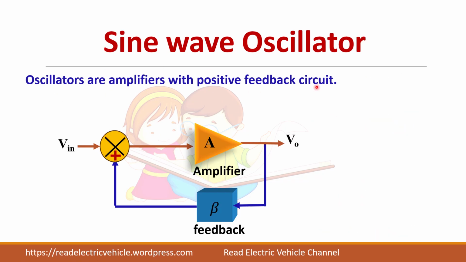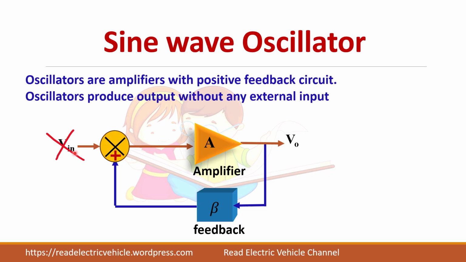Oscillators are amplifiers with positive feedback circuit. This is the amplifier. A part of the output is fed back to the input. Here we can see the plus sign which indicates that it is a positive feedback circuit. The important thing about oscillator is that it does not need any external input. It generates sinusoidal waveform by itself.